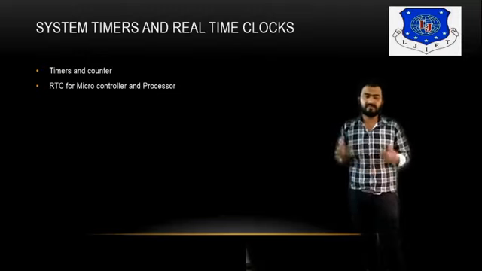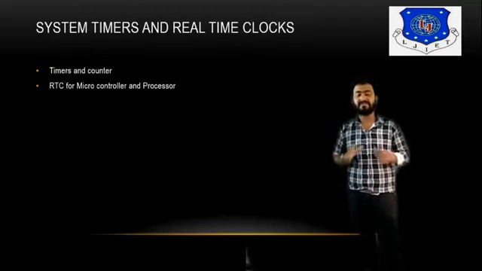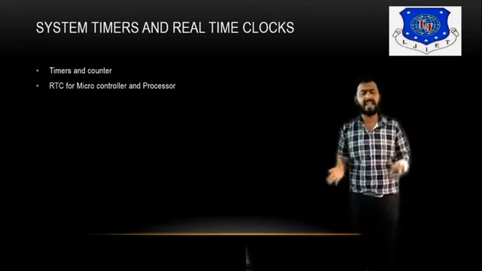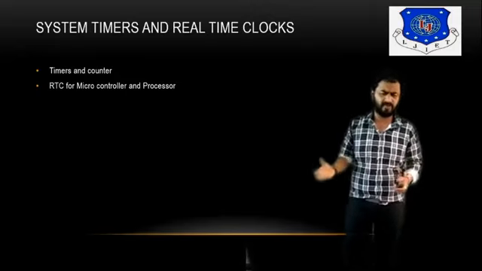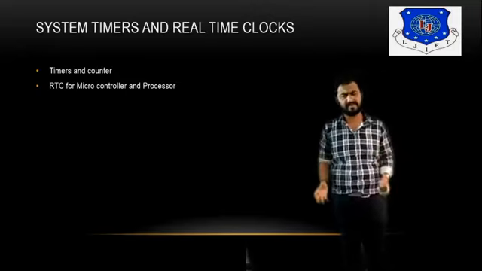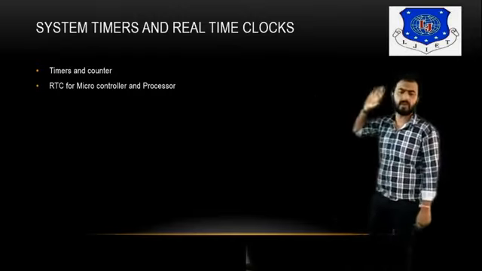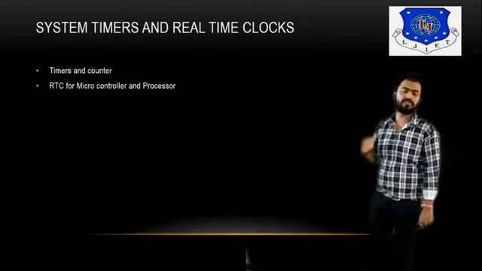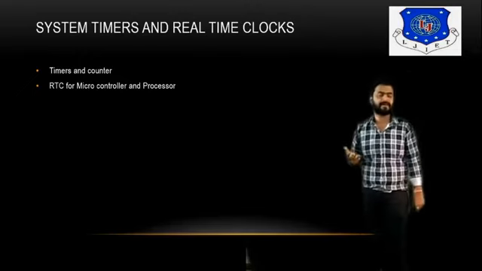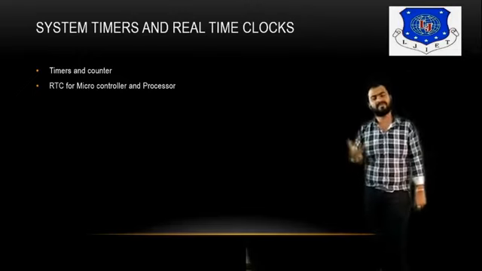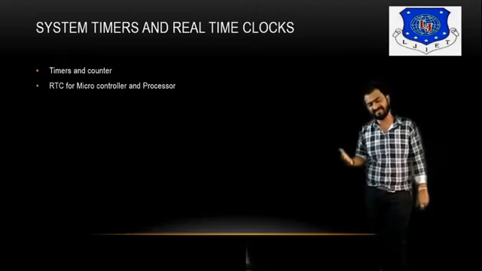System timers and real-time clock. As you already know, timers and counters play a main role for counting any type of object or counting any type of persons. The timer and counter is always there. If you're talking about timers, the timer is used to count time pulses. And the counter is used to count different types of quantities or materials.